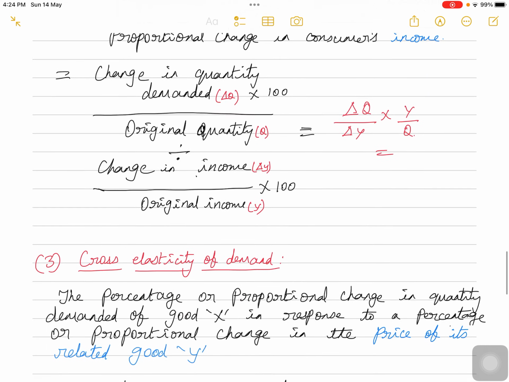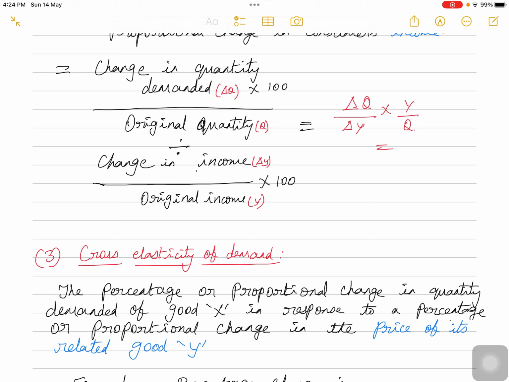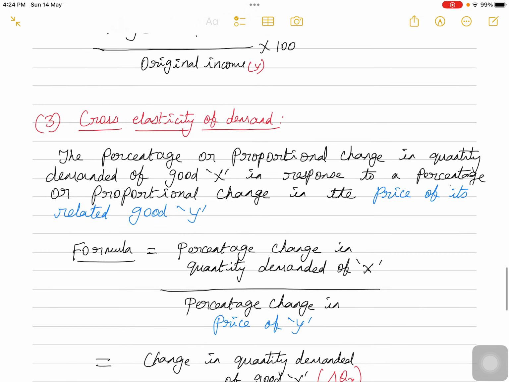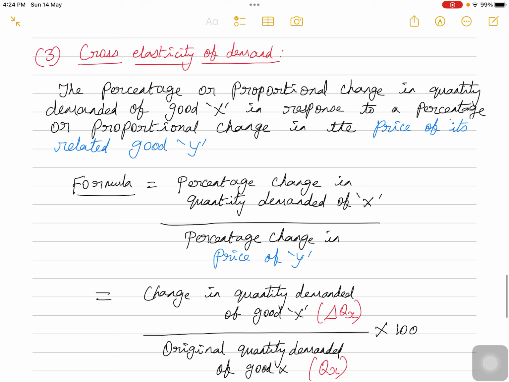Okay. Now finally the third one is the cross elasticity of demand. In cross elasticity of demand, the demand is changing because of the change in prices of related commodities. Okay. So the meaning is the percentage or proportional change in quantity demanded of good X in response to a percentage or proportional change in the price of its related good Y. So that is substitutes and complements.